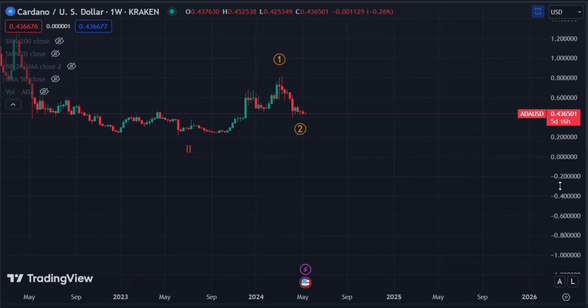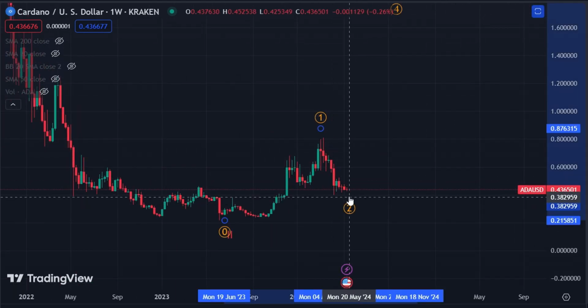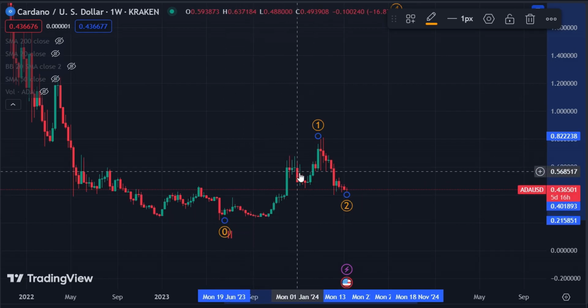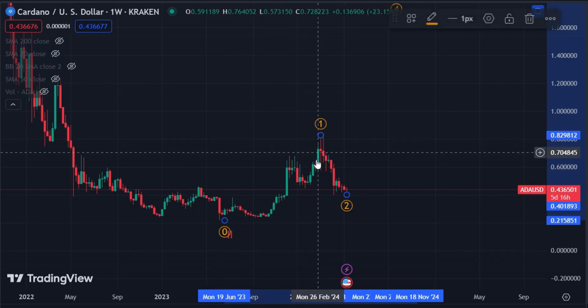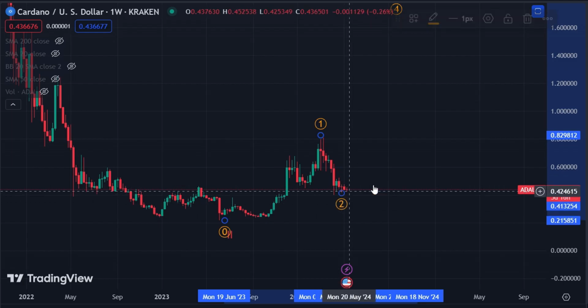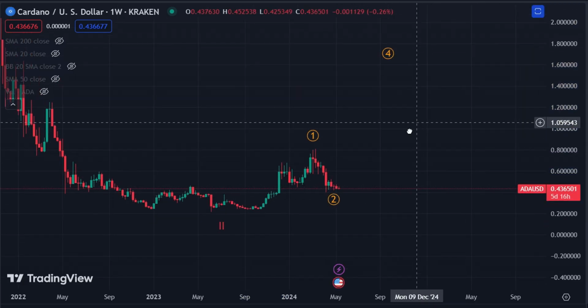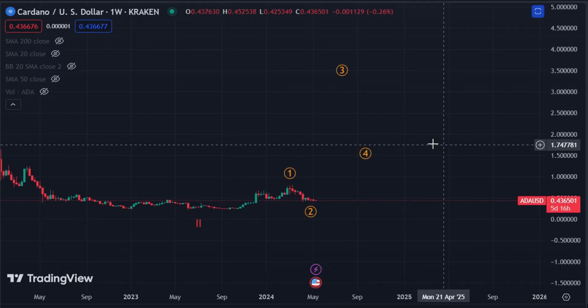We are currently sitting in this wave 2. We completed our first wave up here. We have a 1, 2, 3, 4, 5 of wave 1. We're now in wave 2, which is why the sentiment is very bearish. And we should now rally in the wave 3.